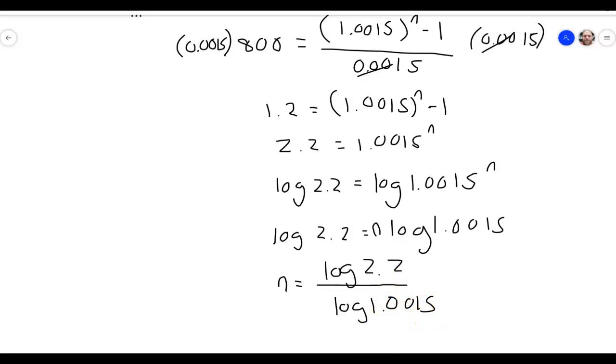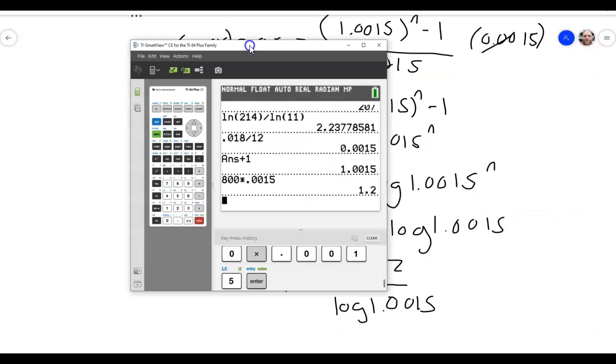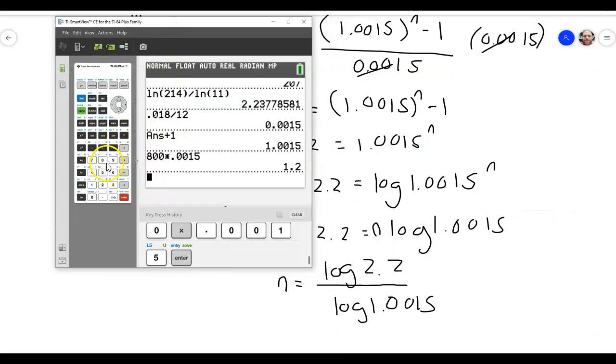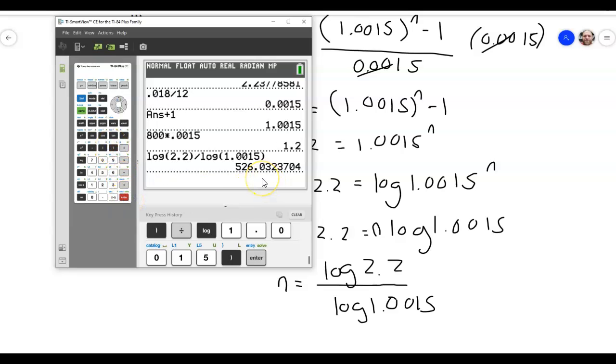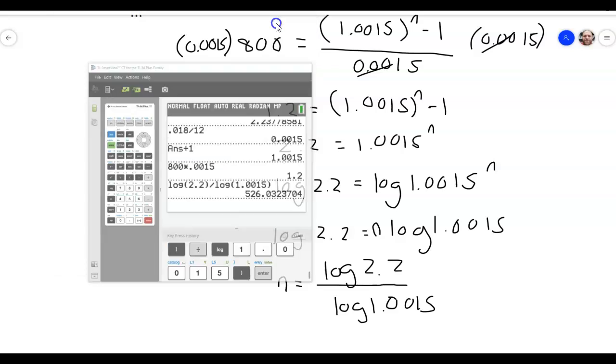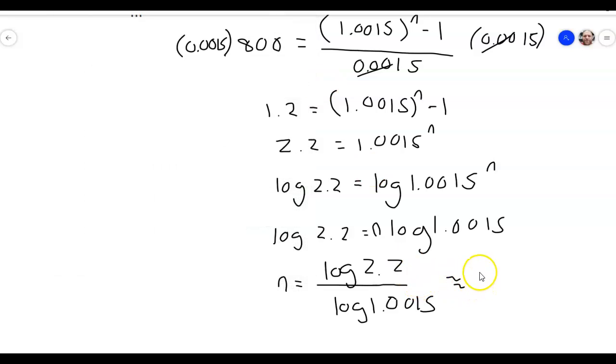Okay, so let's see what that is. That is the log of 2.2 divided by the log of 1.0015, and I get 526.03. So this is approximately 526.03. This is the total number of months.